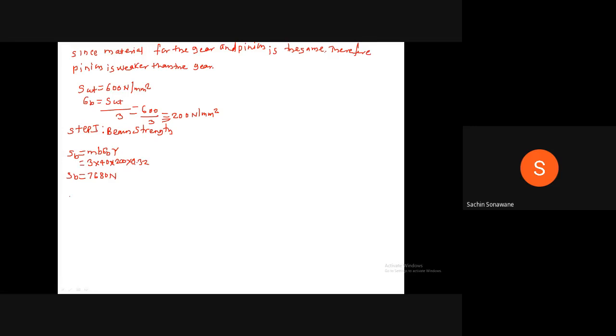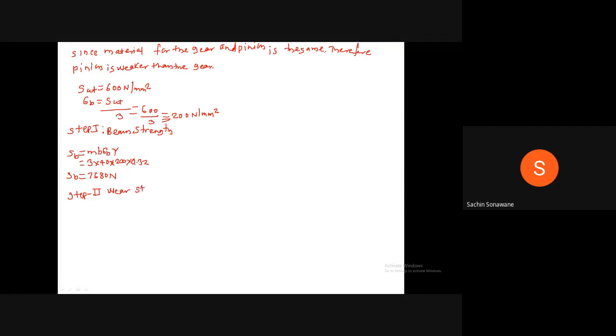Now, step 2. Since they have given value of hardness, that is Brinell hardness number, therefore we have to calculate wear strength. If they will not provide, then no need to calculate. Therefore, write down step 2, wear strength.